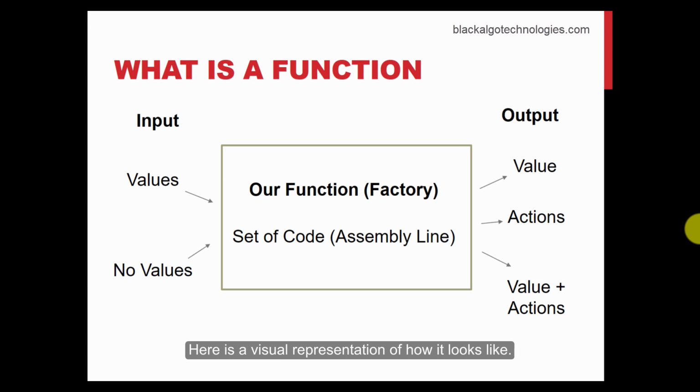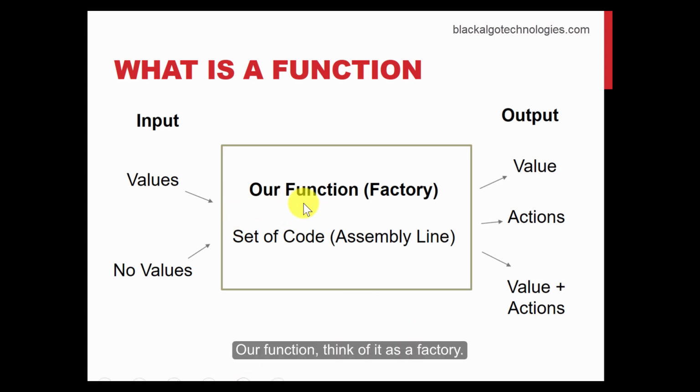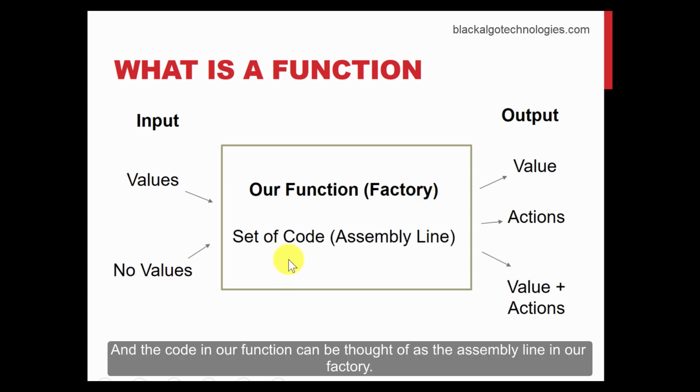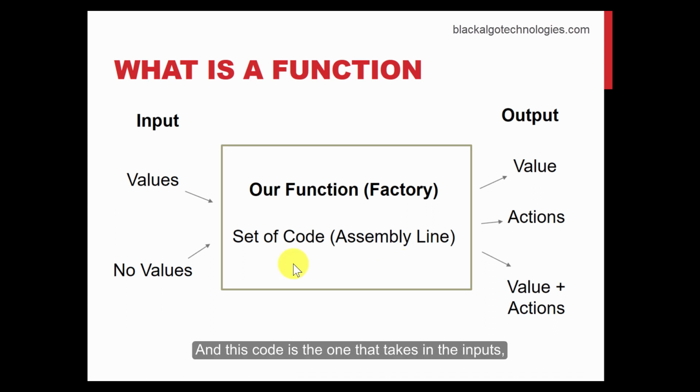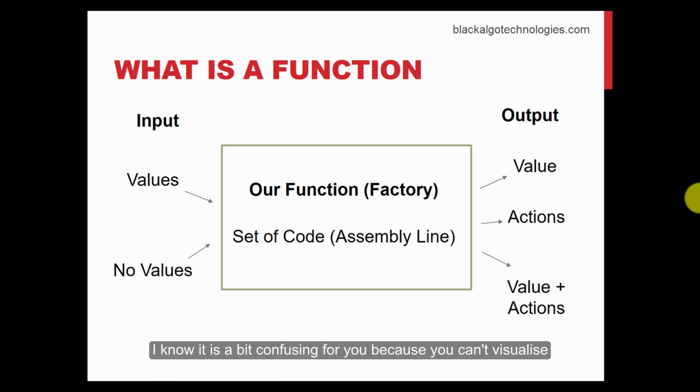Here's a visual representation of how it looks. Our function, think of it as a factory, and the code in our function can be thought of like the assembly line of a factory. And this code is the one that takes in your inputs, changes them, and produces this output. I know it may still be a bit confusing for you because you can't visualize how a function looks in your code, but we are going to get there.